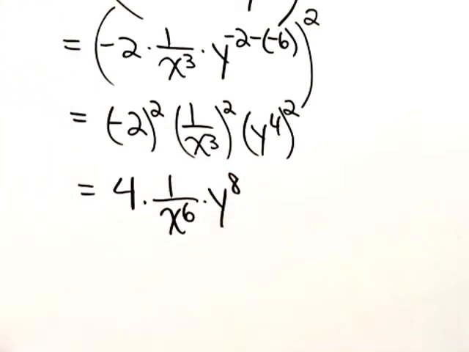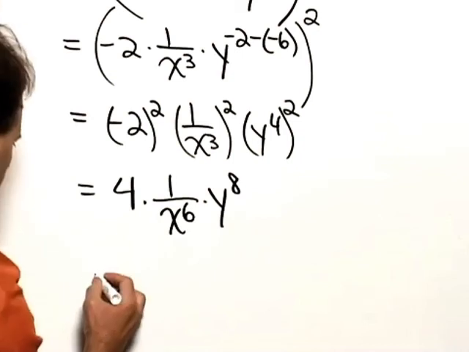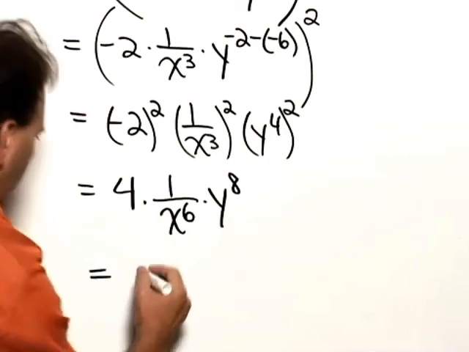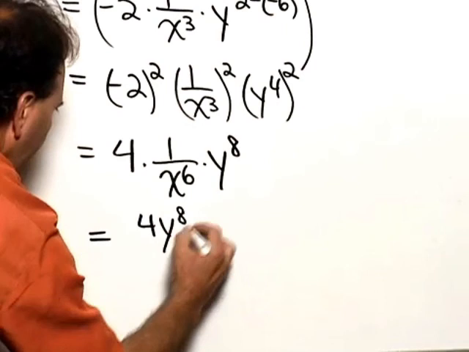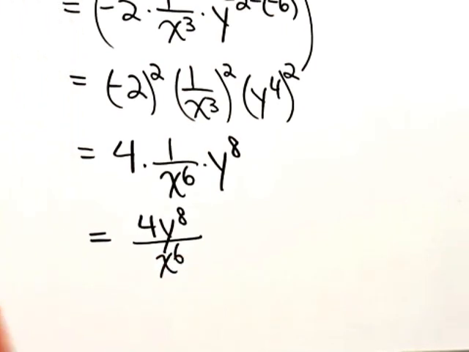And finally, recombine them all into one quotient. This would be equal to 4 y to the 8th divided by x to the 6th.